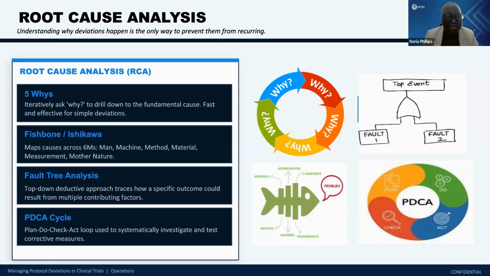There are others, and for those of us that are the PhDs here, I'm sure you know about other methodologies, but we've just put these as examples to look at. With the 5 whys, you are iteratively asking to drill down to the fundamental cause, and understanding how you can manage very simple deviations quickly. There's the Ishikawa methodology as well, which gives you a mapping, the 6 M's: man, machine, method, material, measurement, and is it mother nature? I don't know. Then fault tree analysis, which is a top-down deductive approach that traces how a specific outcome could result from multiple contributing factors, like the example I just used. And then the PDCA cycle: plan, do, check, act, which is used to systematically investigate and test corrective measures. So we've just put a couple of corrective questions.